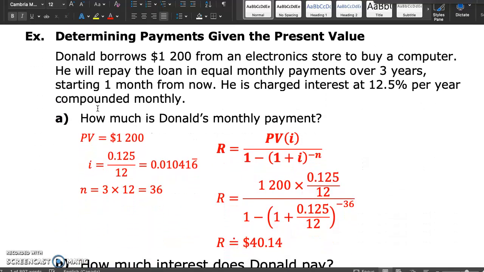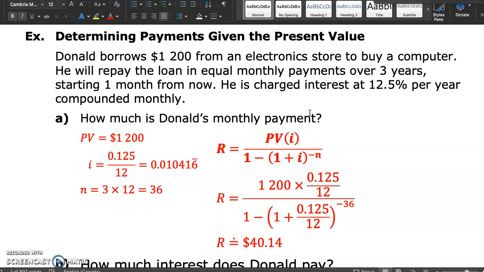Determining payments given the present value. Donald borrows $1,200 from an electronics store to buy a computer. He will repay the loan in equal monthly payments over 3 years, starting 1 month from now. He is charged interest at 12.5% per year compounded monthly. So how much is Donald's monthly payment?